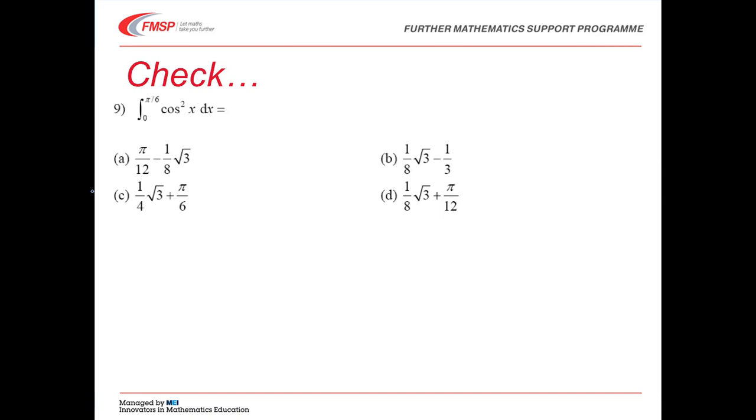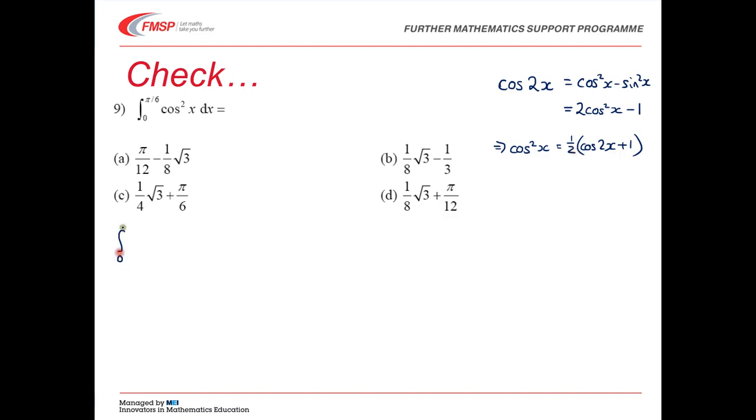Here's another one for you to try. Pause the video and have a go at it. Okay, cos squared x. Well, that's using this identity here again. Cos of 2x is cos squared x minus sine squared x. This time I want everything in terms of cos squared x, so I need to replace my sine squared with 1 minus cos squared, and that will give me 2 cos squared x minus 1. So that means that cos squared x is (cos of 2x plus 1) multiplied by a half.